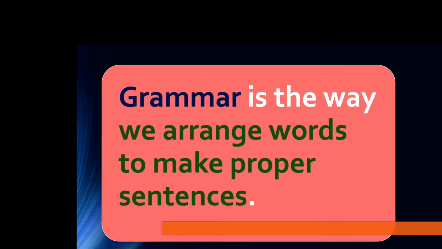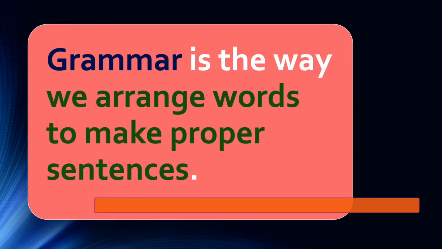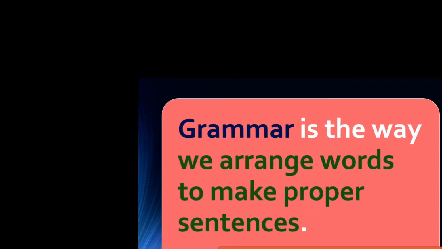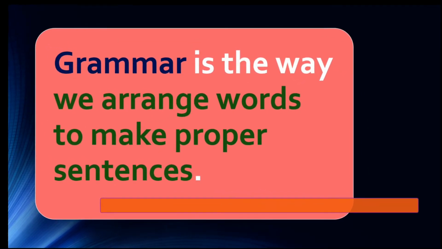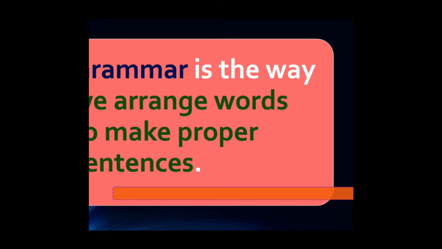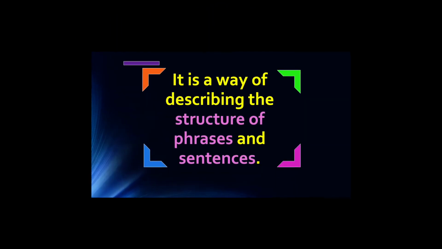Go to point number 3. Grammar is the way we arrange words to make proper sentences. Of course, grammar helps us to produce correct sentences, correct utterances. It helps us arrange words in a proper manner, in a proper way, so that we can produce very good, beautiful, meaningful sentences.